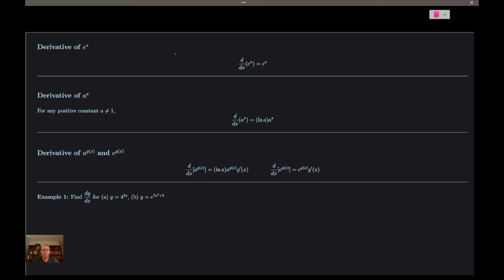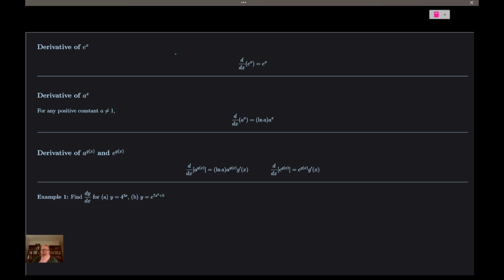We can see this when we start off with the derivative of just e to the x. The derivative of e to the x is the easiest one to memorize because it's just e to the x. So the derivative of e to the x is just e to the x, easy.